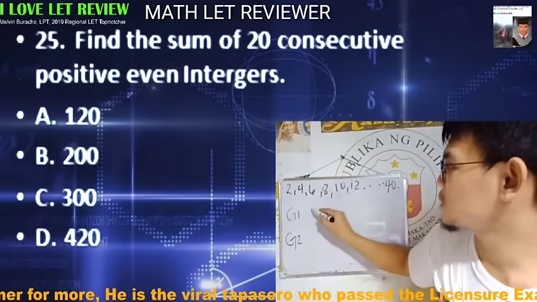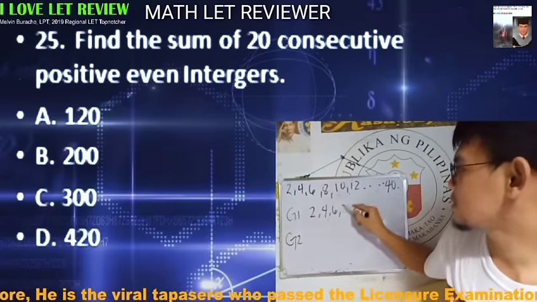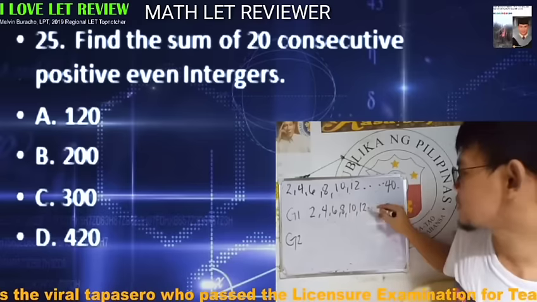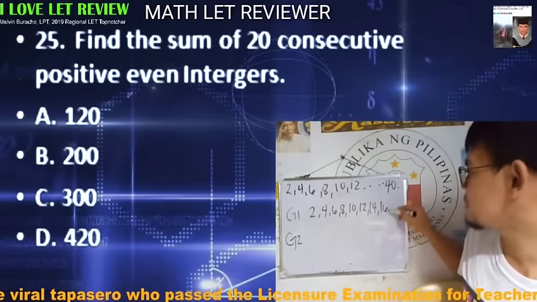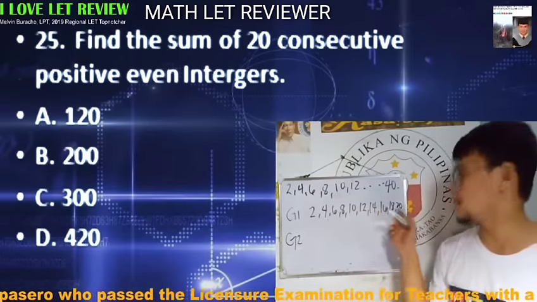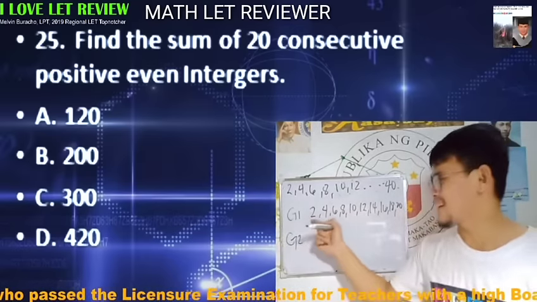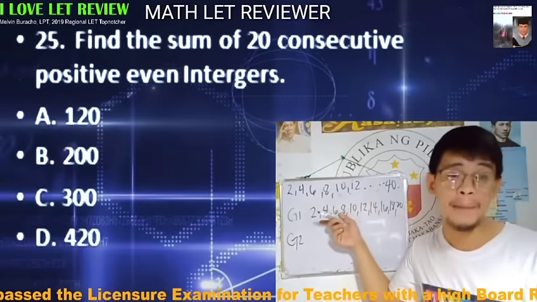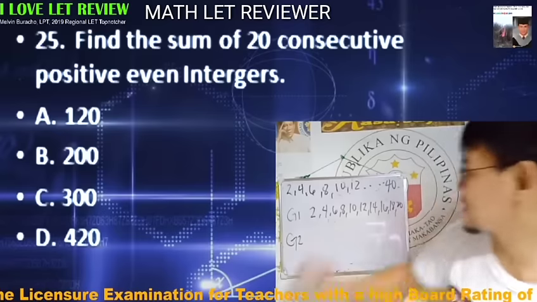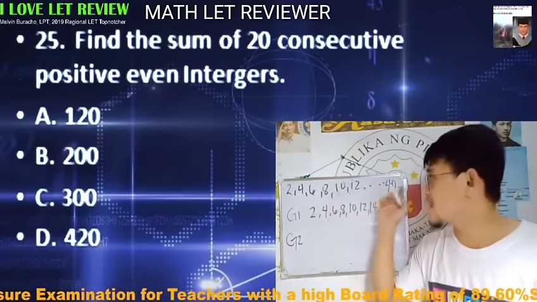So, ano po bang isusulat natin dito? First 10 integers: 2, 4, 6, 8, 10, 12, 14, 16, 18, 20. 1, 2, 3, 4, 5, 6, 7, 8, 9, 10. The first group consists of 10 numbers. And then, ano po ba ang arrangement dapat dito? Sinabi ko kagabi, ascending. Sa group 2, ano naman po ang arrangement? Descending. So, saan tayo magsisimula? Kay 40, dahil 20 ang even integers, so sa 40 siya mag-i-stop.